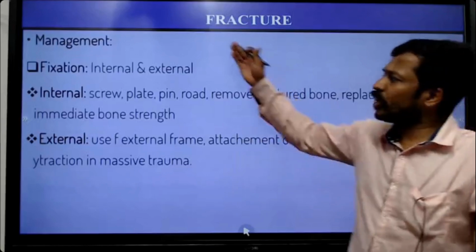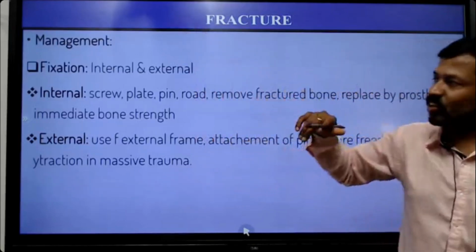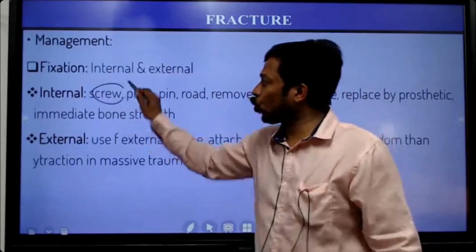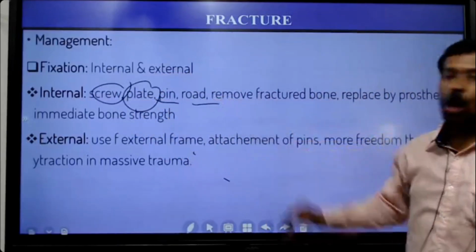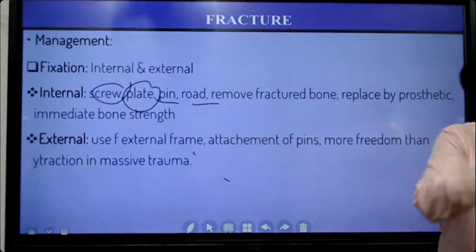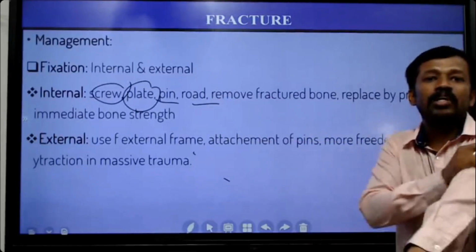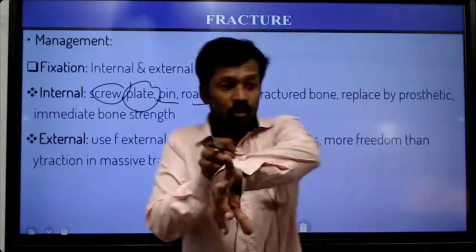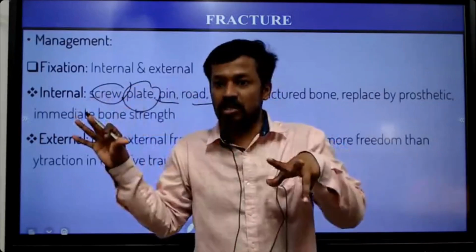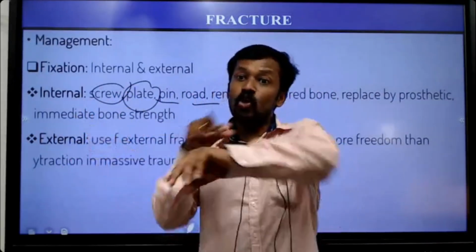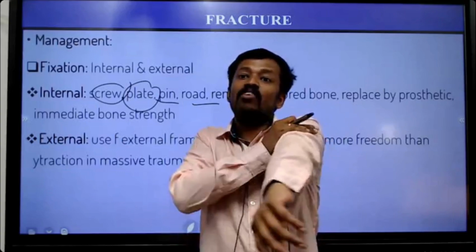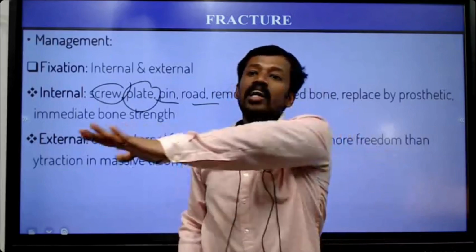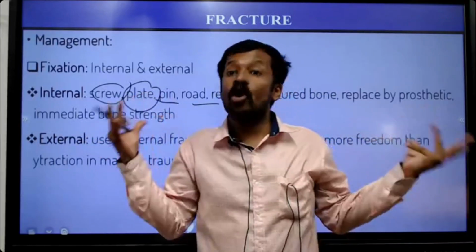Okay, fine. Another thing is fixation. What are the fixations? Internal fixation and external fixation. What are these? Screw, plate, pin, rod. Got it? All these things we fix inside for protection or stability. Sometimes a bone is fractured in multiple pieces. At that time, we stick all the pieces together and keep a long rod or long plate so that everything will settle. It needs more time.